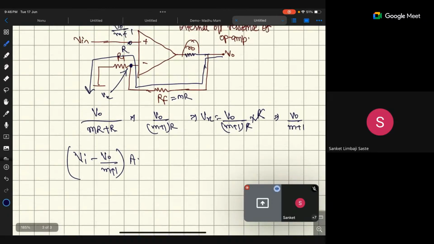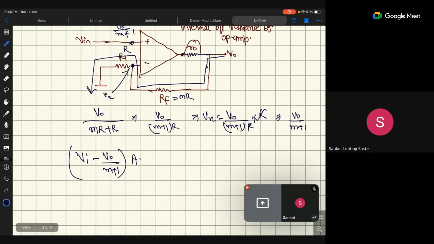The three resistors are also available. This is the output voltage at this point, VA, I am just saying that. So VA is Vi minus this voltage, multiplied with A. V1 minus V2 multiplied by A. This is the VA.